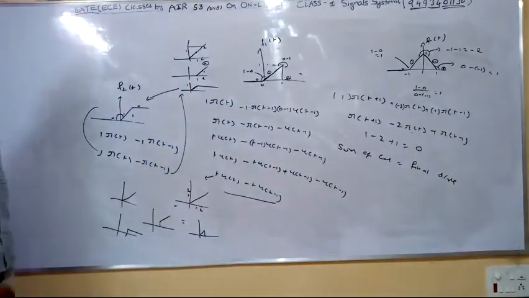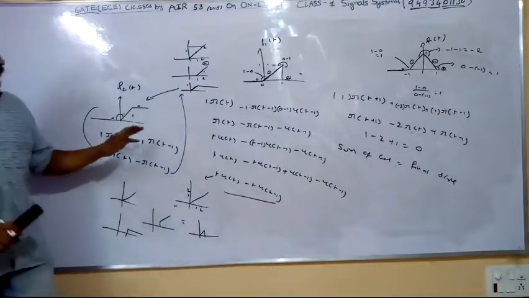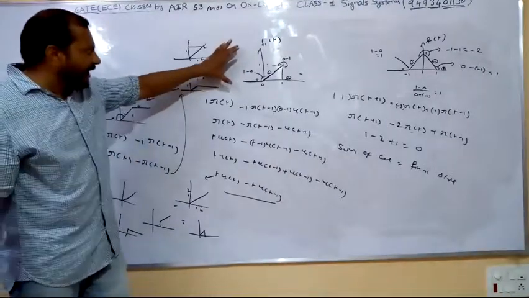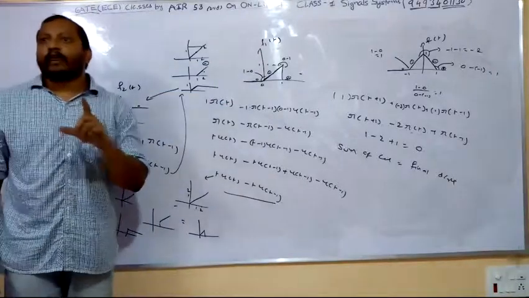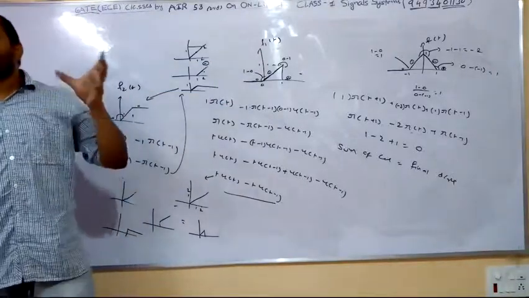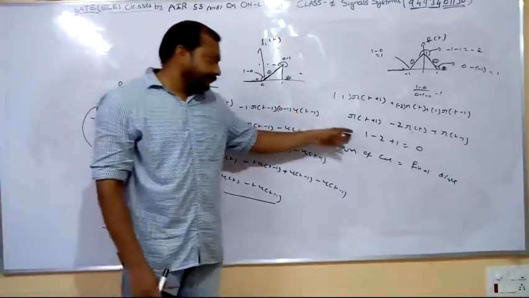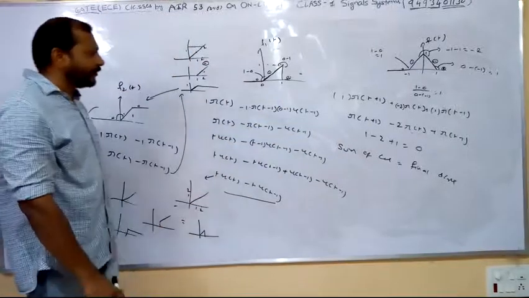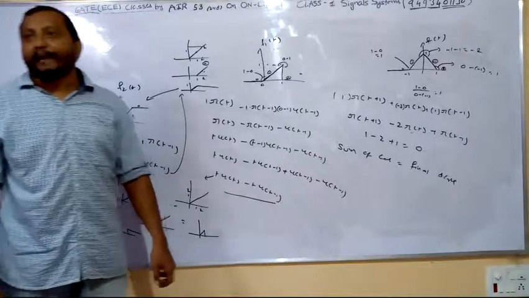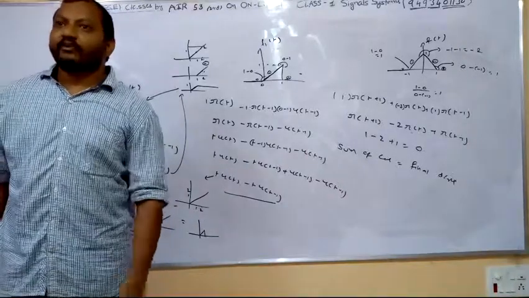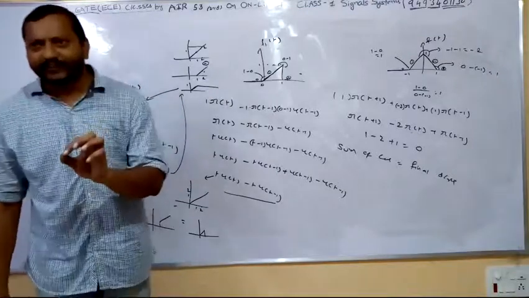This is the way of writing an expression from the given signal. We have to concentrate on the slope changes and the step changes also. If any signal is given and they ask you to represent the given signal in the form of step and ramp, in that situation you have to concentrate on both slope changes and step changes.